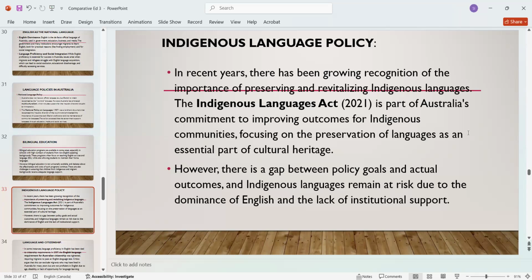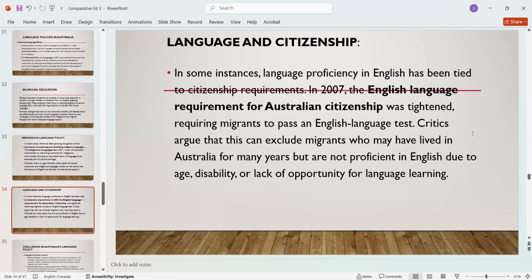However, there is a gap between policy goals and actual outcomes, and indigenous languages remain at risk due to the dominance of English and the lack of institutional support. So even indigenous people want to learn English because the working language is English and in schools the medium of instruction is mostly English. So they want their children to learn English. So they lose, and the younger generation doesn't know even their mother tongue. Language and citizenship.